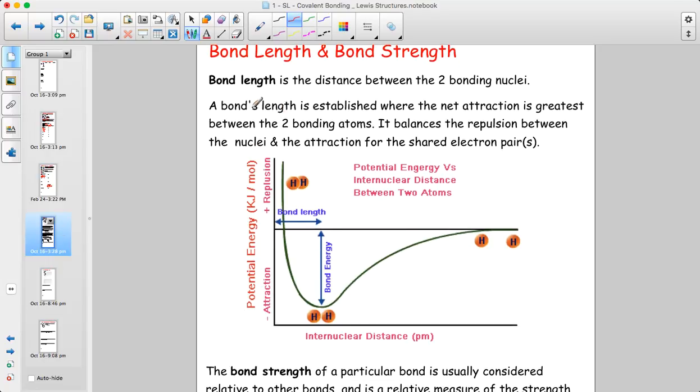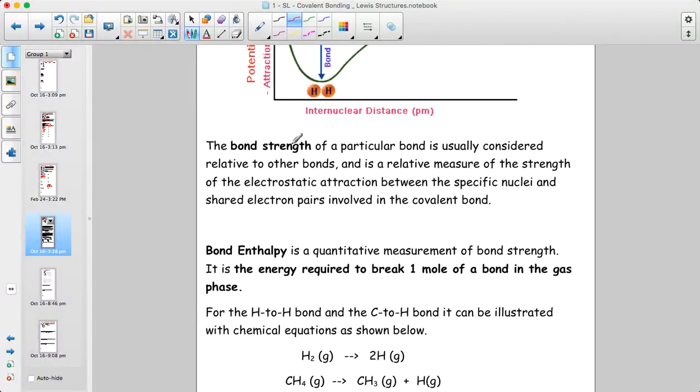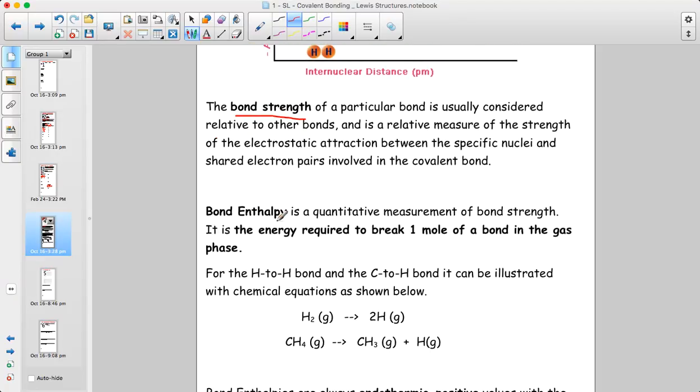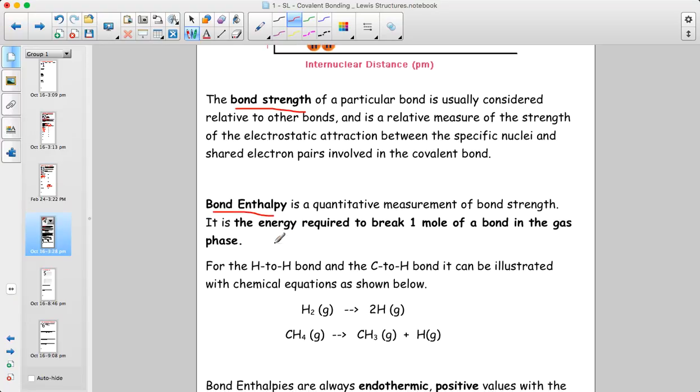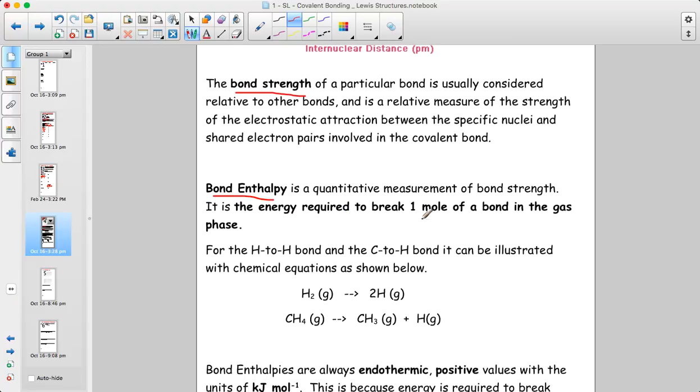Okay, we've talked about this briefly when we introduced the types of intramolecular bonding, but the bond length is the distance between two nuclei when they're bonding. And the bond strength is usually a relative term when you're comparing the attractions of two covalent bonds. A more quantitative measure of bond strength is called bond enthalpy.